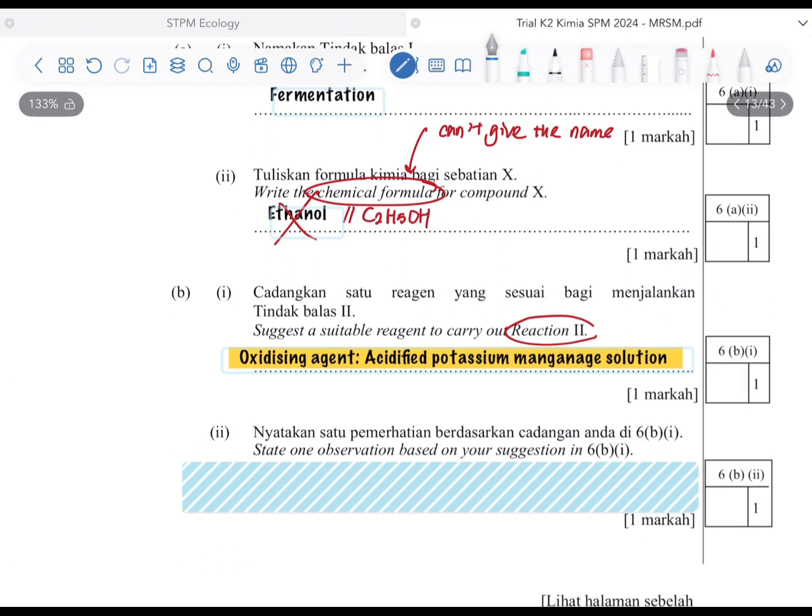So the oxidizing agent for this question, you can put it as acidified potassium manganate solution, where the chemical formula will be KMnO4. If you don't want to write acidified potassium manganate, you also can write it as acidified potassium dichromate solution.